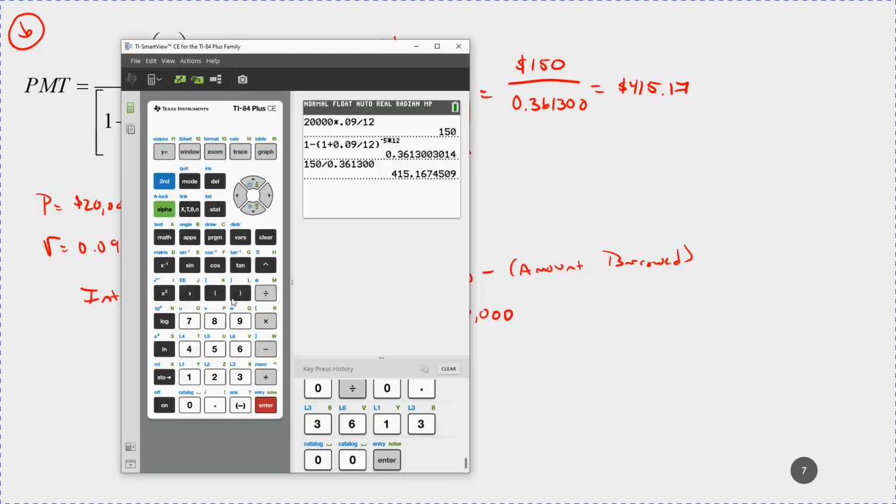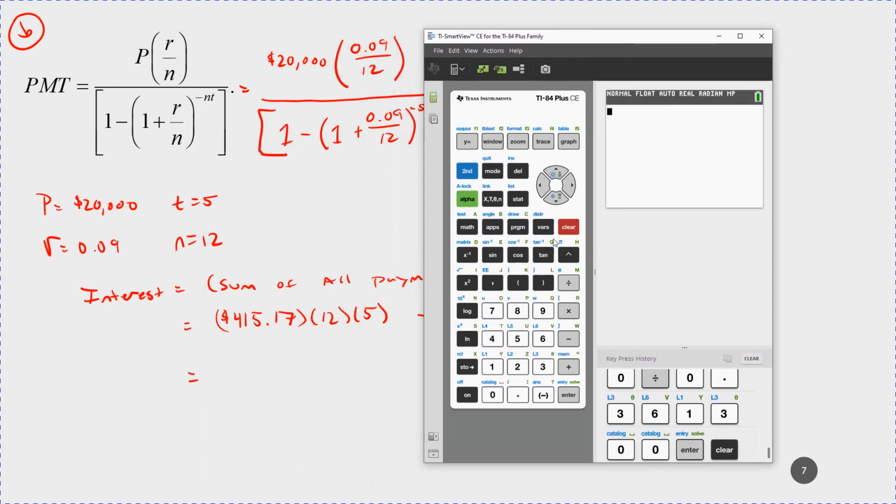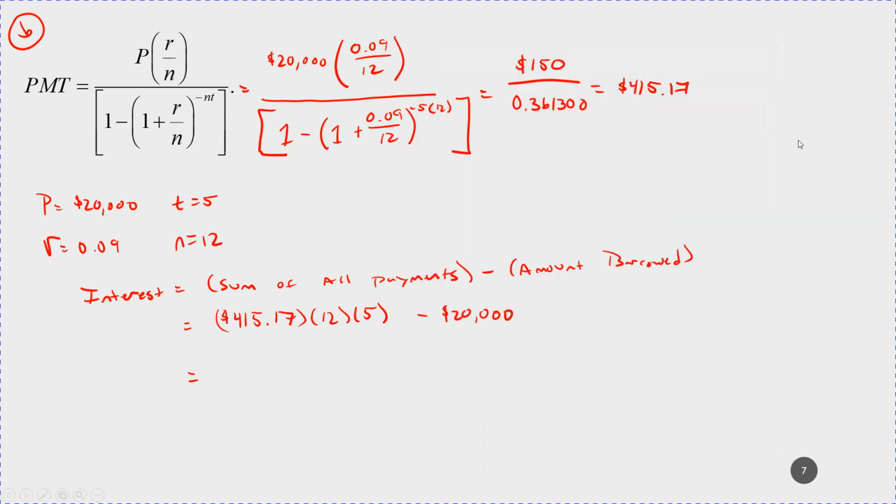All right, so let's figure out how much we're gonna pay with all our payments, okay? So it's 415.17 times 12 times 5. So look, over the course of this loan, you're paying $24,910.20. So look at this. While you had a lower monthly payment, you're going to pay more in interest. So your total interest here is $4,910.20.